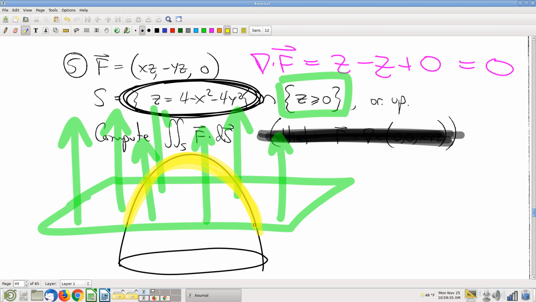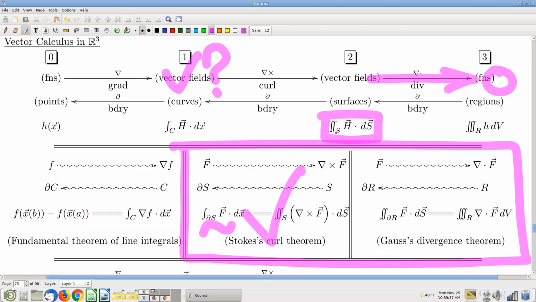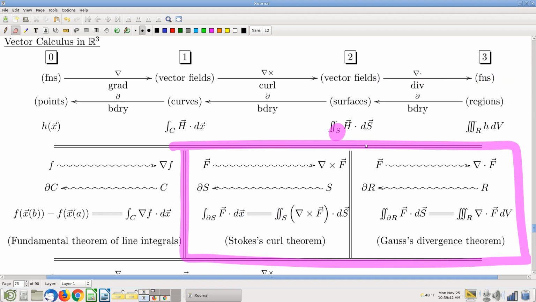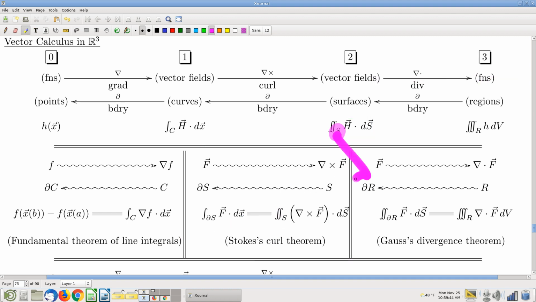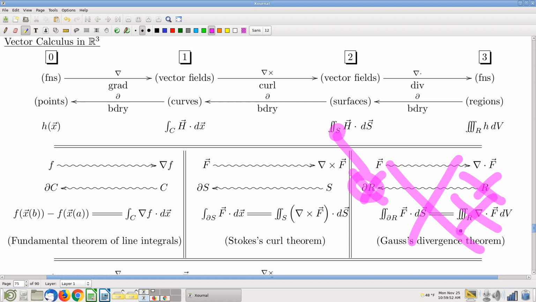So, going back to the diagram, our surface, big mess. Let me get rid of this. Our surface, simply not a boundary. There is no anti-boundary. Gauss's divergence theorem does not apply. There is no triple integral to even entertain an integrand of. Right? So, no Gauss's divergence theorem here. Yeah? Okay.